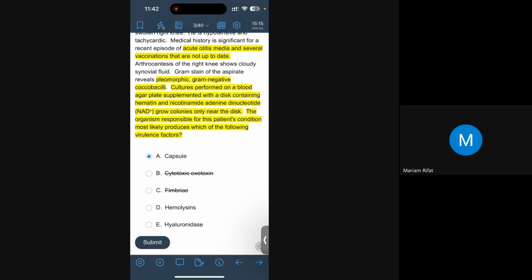Hyaluronidases. Hyaluronidase is produced by which bacteria? It is produced by Staph aureus, Streptococcus pyogenes, and Clostridium perfringens. Hemolysins. Hemolysins are produced by what bacteria? They are produced by Staph aureus as well.